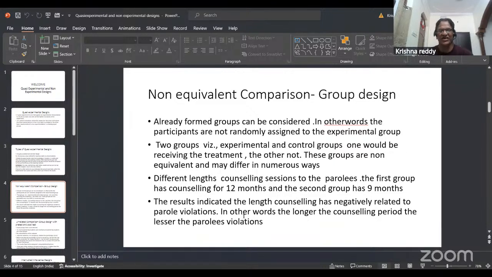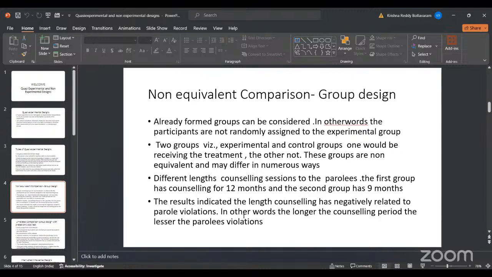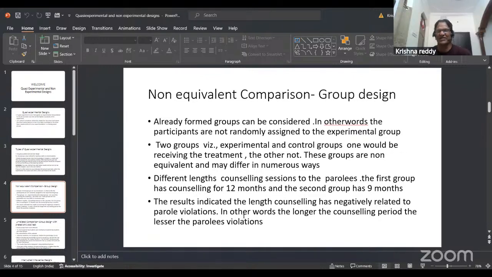So when you use this kind of group design, the non-equivalent comparison group design, an example is quoted: different length counseling sessions for parolees. You know parolees, am I right? Prisoners who are given leave, we can call them parolees. For them, counseling sessions would be organized. They are talking about the length of the counseling sessions. So how will the length of the counseling session affect the behavior of the parolees?